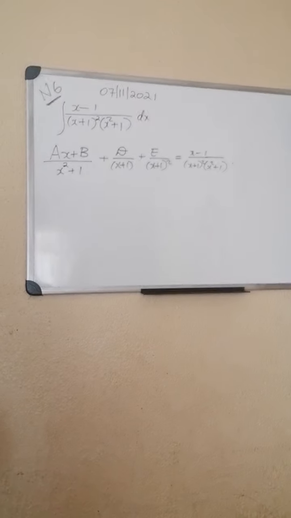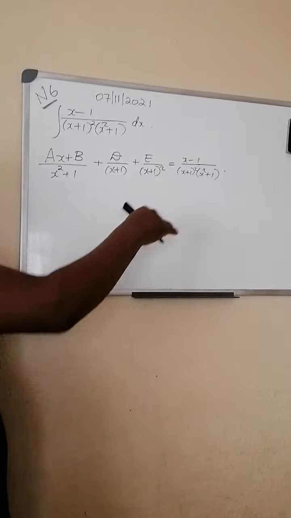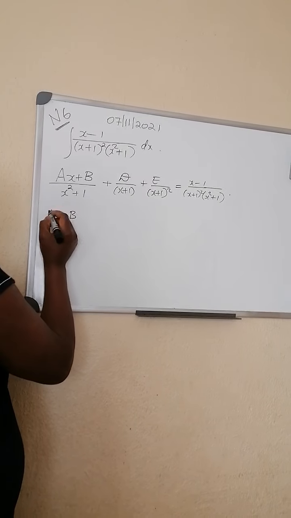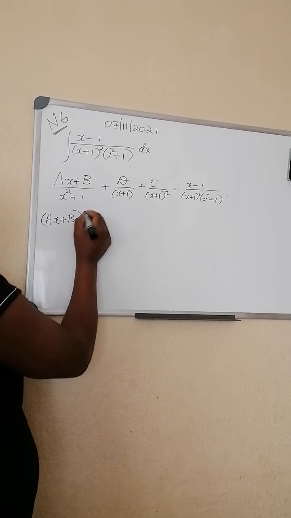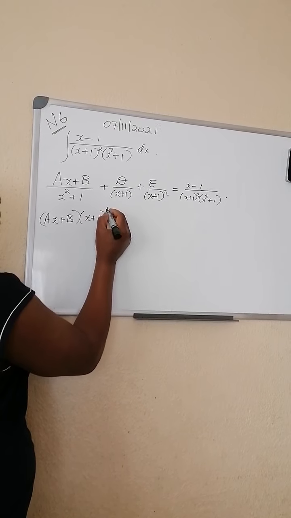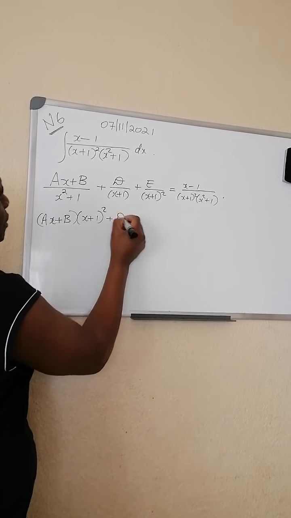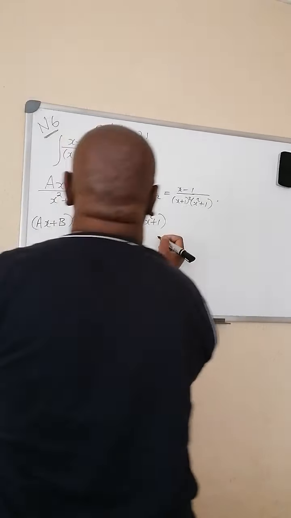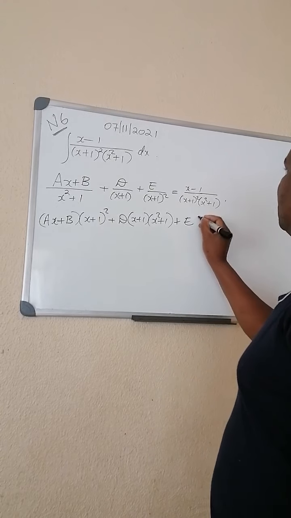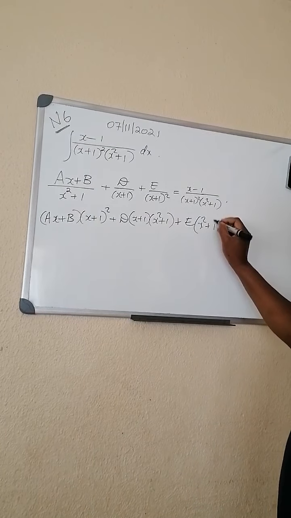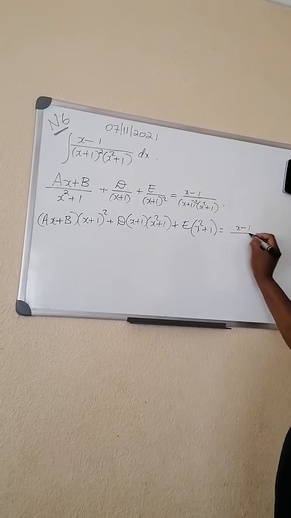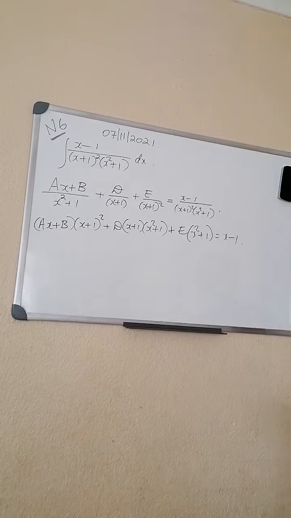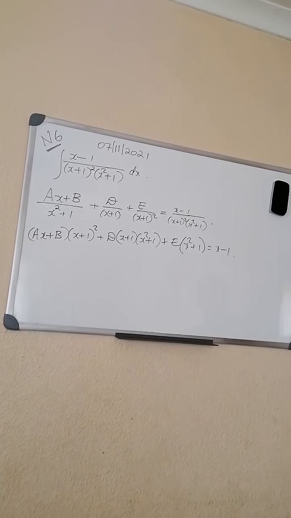Then this is the situation. Now we need to eliminate the denominators. When we eliminate the denominators, then we will have ax plus b into x plus 1 squared plus d into the x plus 1 as well as x squared plus 1 plus e into x squared plus 1, and this equals x minus 1. Yes, this only equals x minus 1. I'm trying to eliminate the denominators.